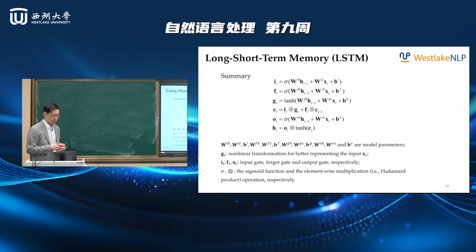The only thing to note is that for every gate you have a W and B, and these should be different. The W and B for the input gate should be different from the W and B for the output gate, for example. So the model has many parameters, many more than a recurrent neural network.